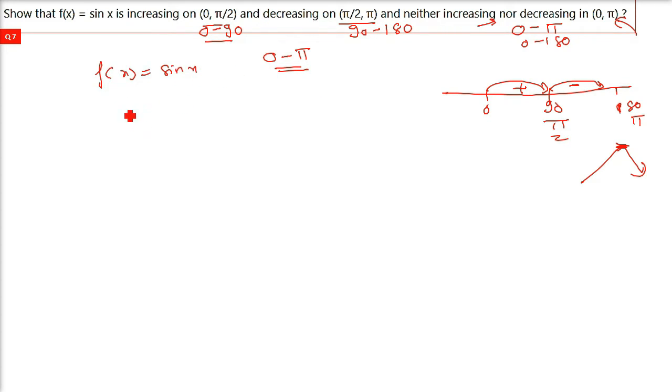f(x) is equal to sin x, but first of all we have to take the differentiation. The derivative of sin x is cos x, and this f dash x has to be shown greater than 0 or less than 0. And cos x equal to 0 is the critical point. But at what point is cos x equal to 0?